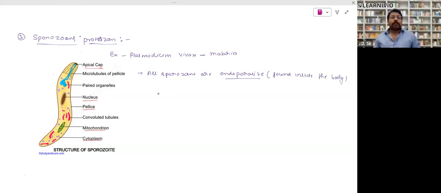So what are ectoparasites? Ectoparasites are basically found outside of our body, right? Like mosquito, they are found outside of our body, they are called ectoparasites. Endoparasites are found inside our body, like malaria protozoa, amoeba and all that, right? Okay.